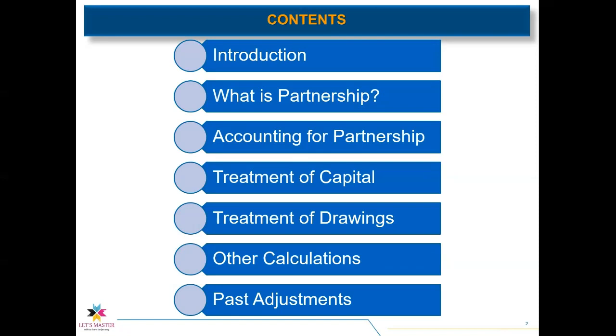And in this section related to past adjustments, we will discuss why past adjustments are required and what are the different ways and means of doing the past adjustments. In order to break this session in logical segments, we will have 3 different videos coming up in this series. That is accounting for partnership and introduction.